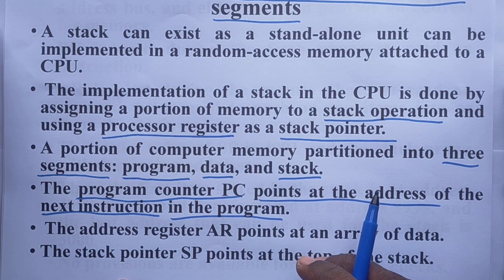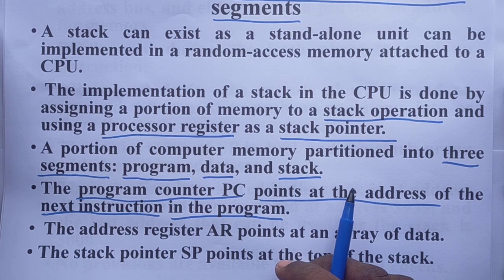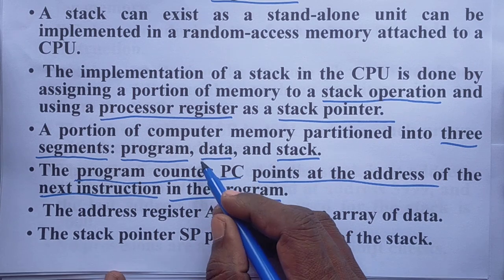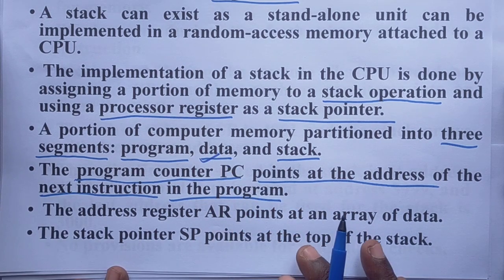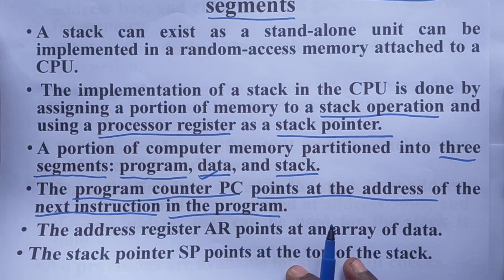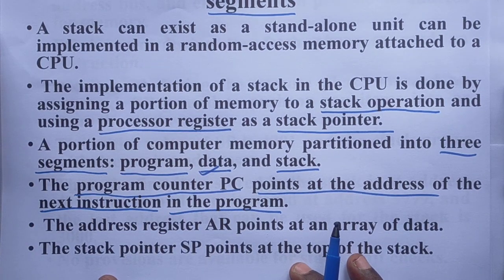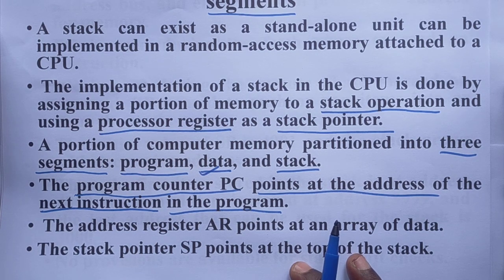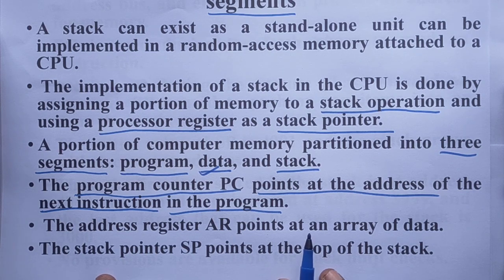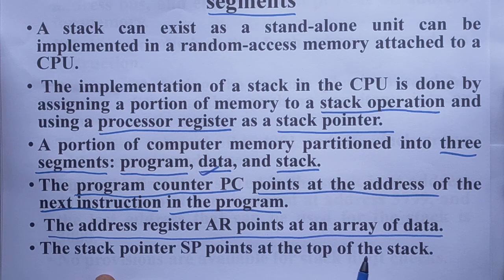Since computer memory has three segments, we will discuss how these three segments work and how they are identified. Next is the address register. Normally, when data is stored anywhere in memory, it needs an address register, because through the address register memory can access the data. For that reason, the address register points to an array of data, because different data are there. So which data need to be accessed and operated on will be decided by the address register.